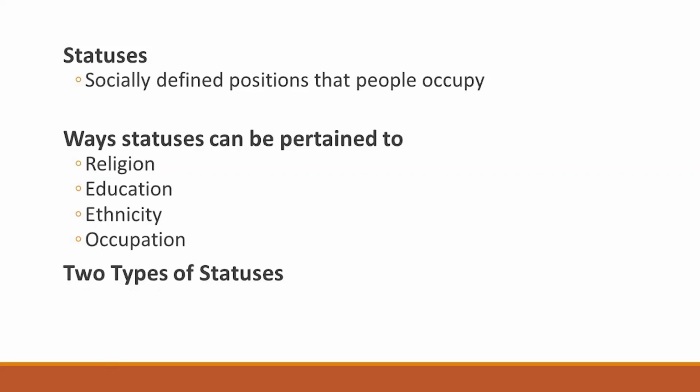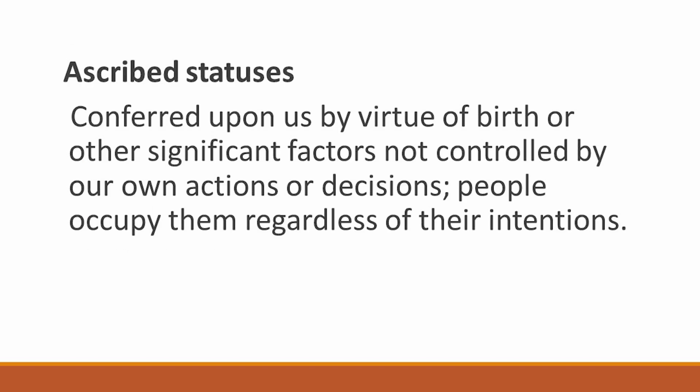There are two types of statuses we can acquire in life, namely an ascribed status and an achieved status. An ascribed status is conferred to us by virtue of birth or other significant factors not controlled by our own actions or decisions. People occupy them regardless of their intentions. This includes birth order, sex, race. Whether we like it or not, some people are born a certain way. Maybe you are the firstborn son or the third daughter.